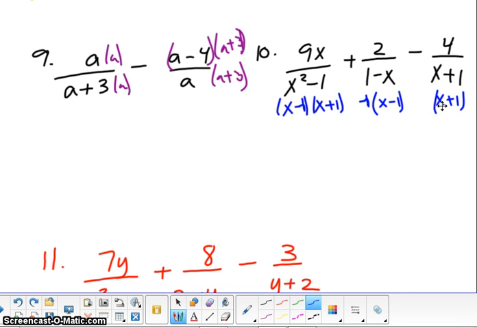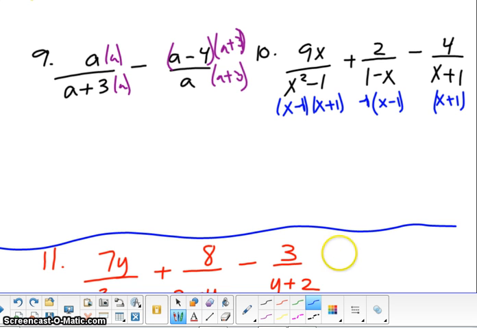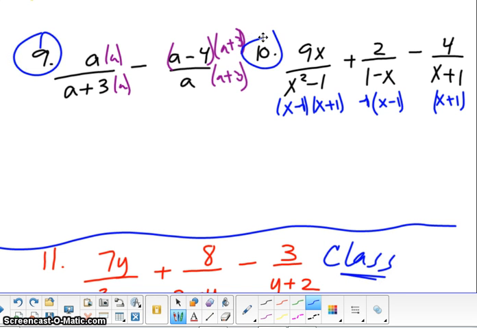Okay, so I'm going to go ahead and have you stop there. We're going to save this one for class. You do not have to do this last one, but please finish 9 and 10 for class tomorrow.